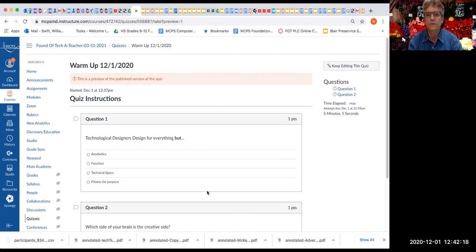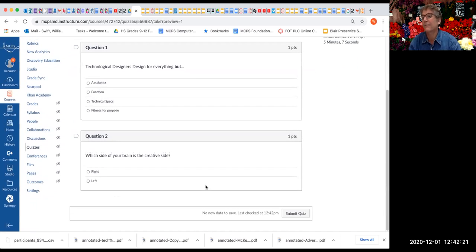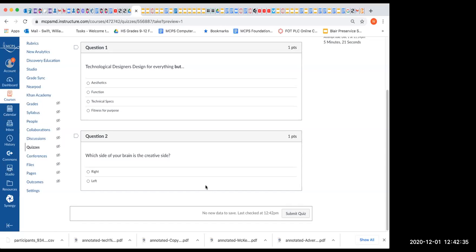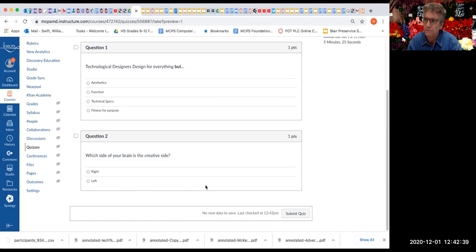All right. The next question is easy. So which side of your brain is the creative side? Anybody remember? Right. Dixon says it's the right side. Anybody for left? We've got rights all the way. Right it is. I always think it's interesting because I feel that your left brain should be your creative one and your right brain should be your analytic, but it's the other way around.